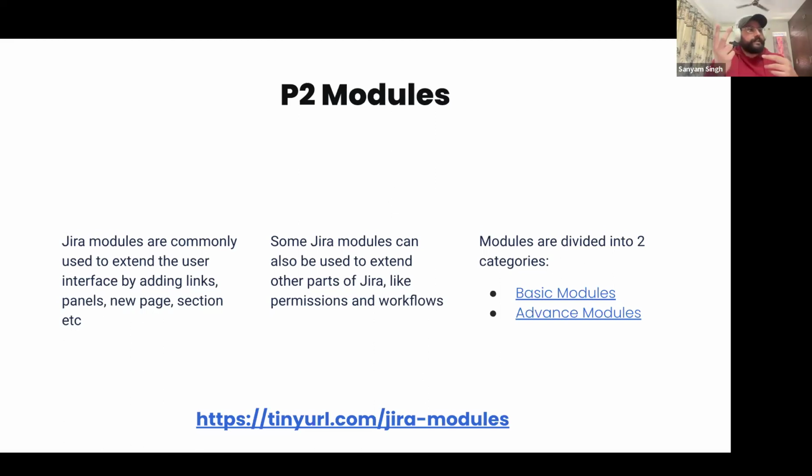So the modules are divided into two categories. One is the basic module, another is the advanced module. The basic modules are only three: web section, web panel, and web item. A web section is a section you want to inject into the list of items in your product. I'll show you an example a bit later. Then a web item is a link that you can inject into any section. And web panel, you all must have gone through. It's one of the onboarding tasks that we create a web panel in the product.